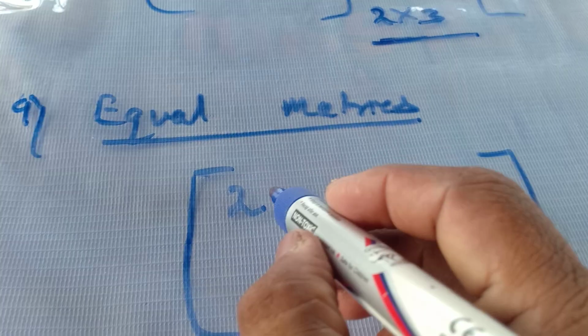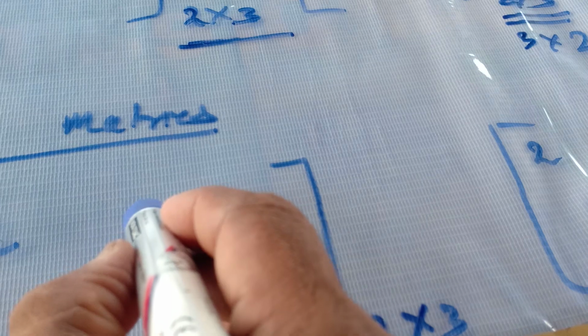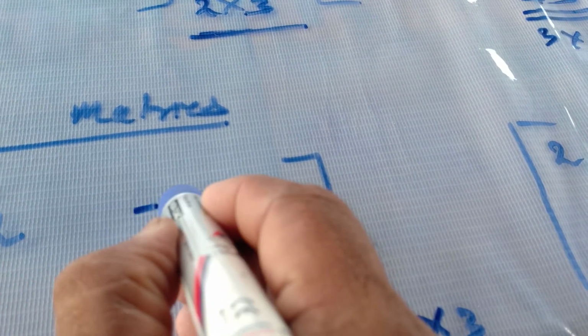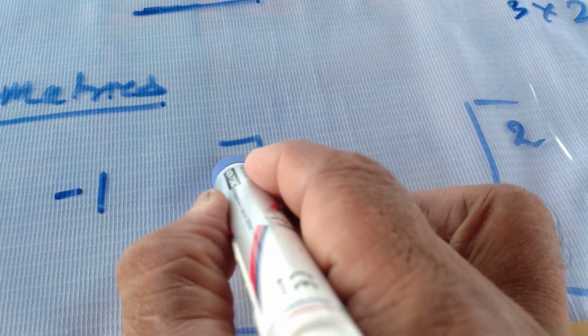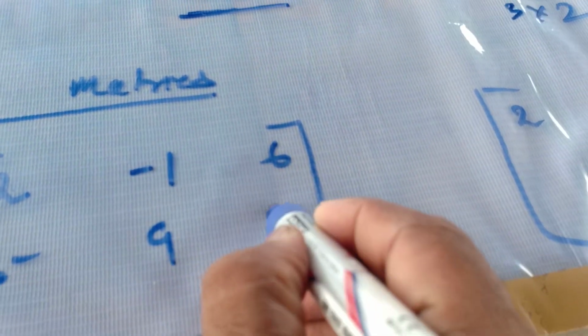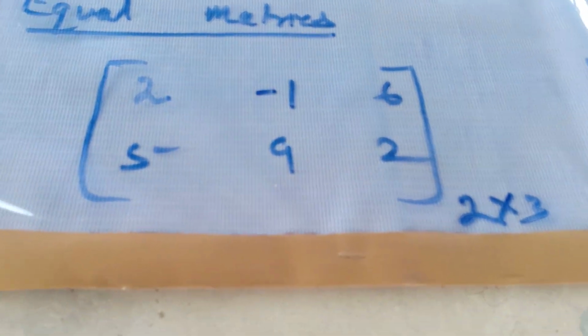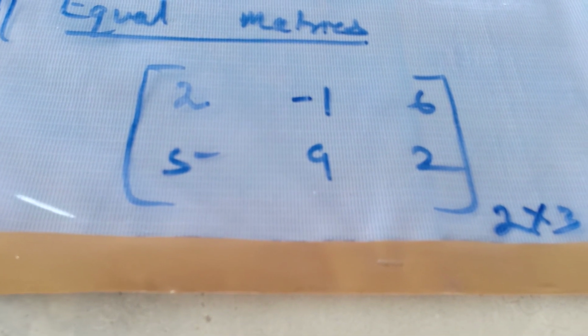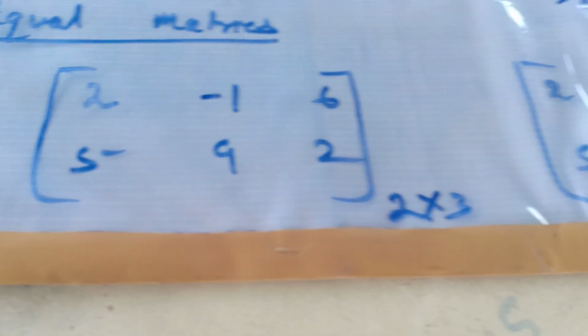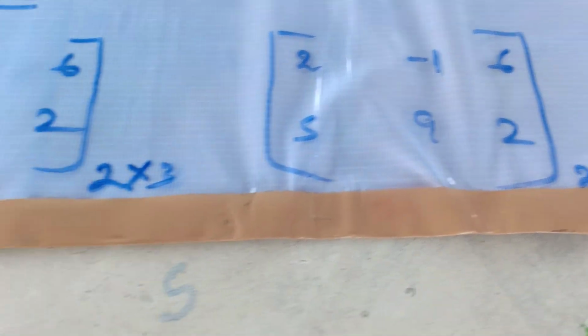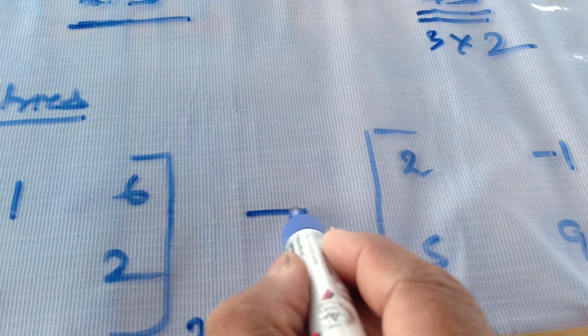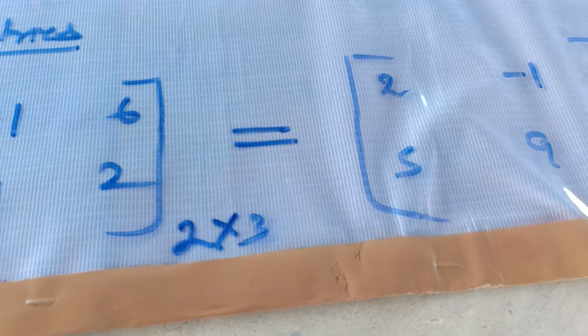Second, the corresponding elements. The first row first column element is 2, and here also the first row first column element is 2. Here the first row second column element is minus 1, and here also minus 1. Here the first row third column is 6, and here also 6. Similarly 5, 9, 2 and 5, 9, 2. I am showing you two matrices whose order is the same and elements are also the same. Then they are called equal matrices, and they can be represented by the equal symbol.